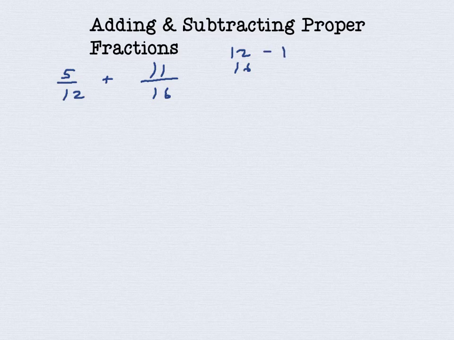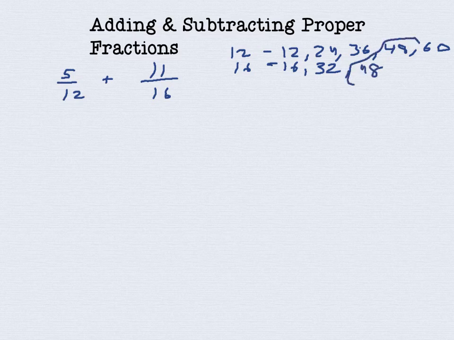So 12 times 1 is 12, times 2 is 24, times 3 is 36, times 4 is 48, times 5 is 60. 16's: 16, 32, 48. So now we have a lowest common denominator that we can use, 48.